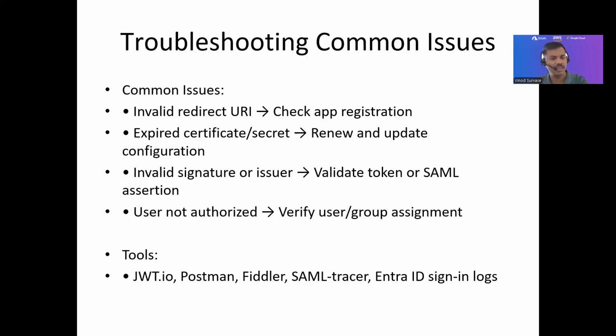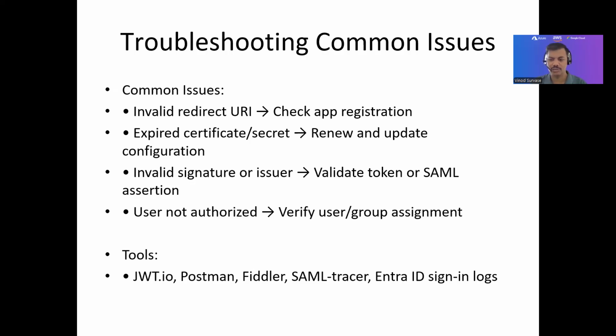And some of the tools over here: jwt.io, Postman, Fiddler, SAML Tracer, Entra ID sign-in logs, right? These are some of the tools that we can leverage to troubleshoot those common issues, and not only common, but beyond that also we can identify what exactly is happening behind the scenes when a user tries to access any of those applications, which is simply not allowing access, or it is blocking, or it could be any of the policies that are simply holding that user access and not allowing them to get into the system, right?